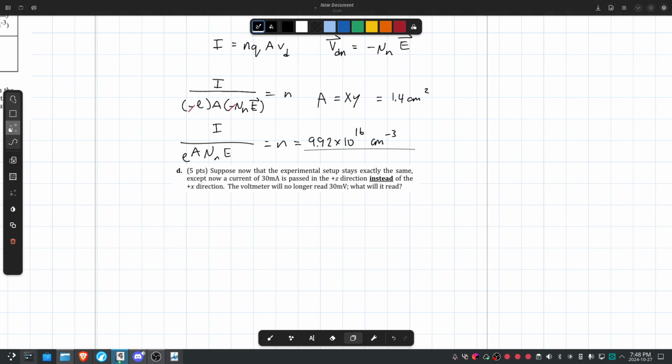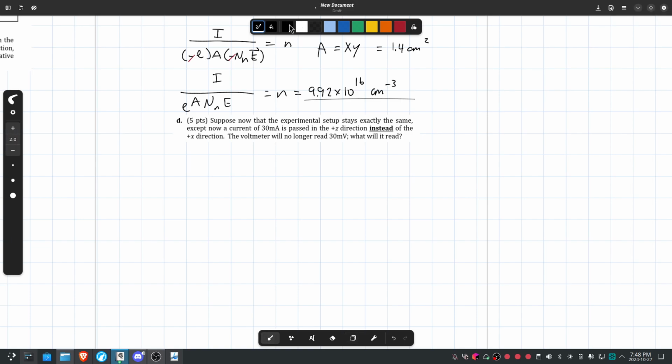Where did I put that? There. Okay, so let's draw a diagram. Whenever you're doing weird stuff, it always helps to draw what's actually happening. So we have our block here, big block. We still have our voltmeter set up. Negative, positive. What is it now? And the current is flowing upwards.